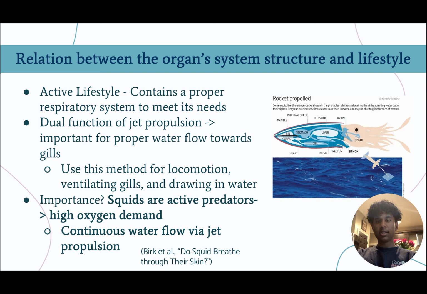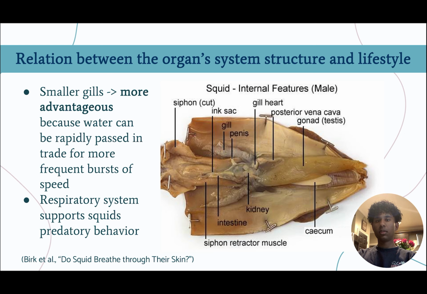The importance is that squids are active predators, and that means they need a high oxygen demand, and the continuous water flow via jet propulsion helps with that. Also, smaller gills are more advantageous as water can be rapidly passed in trade for more frequent bursts of speed, and the respiratory system supports the squid's behavior.